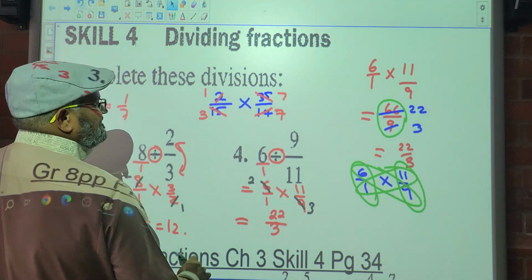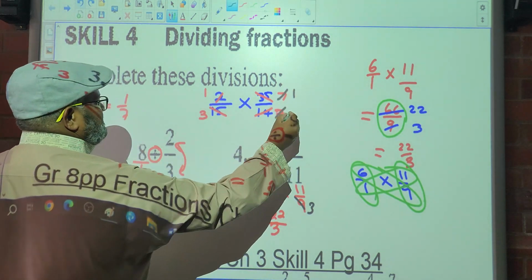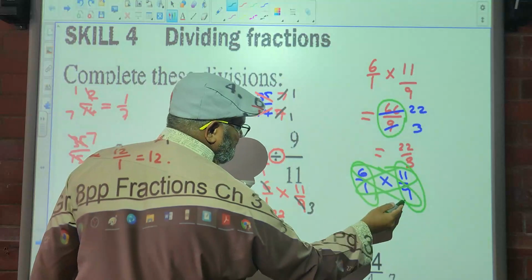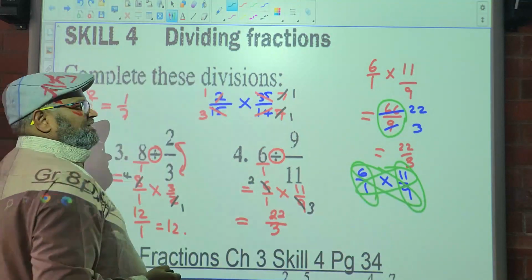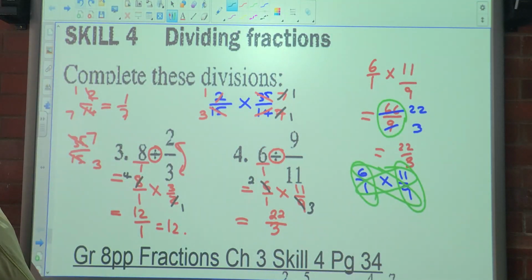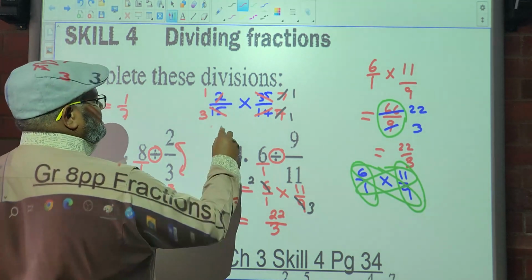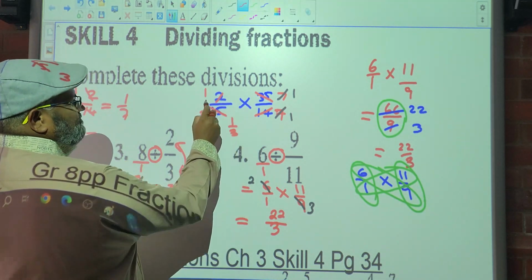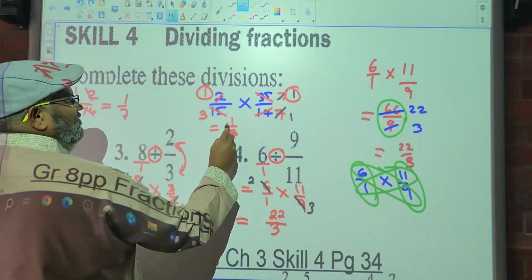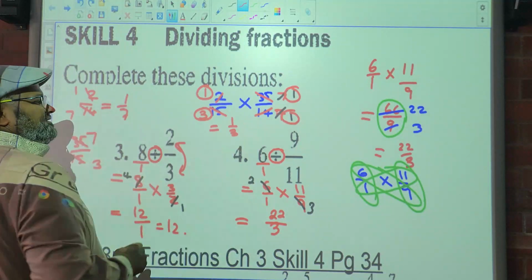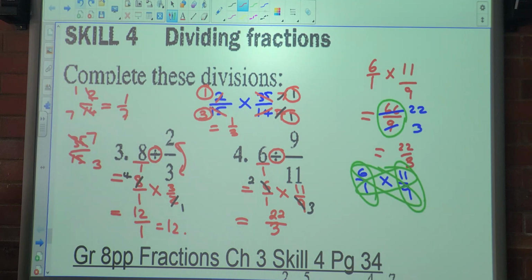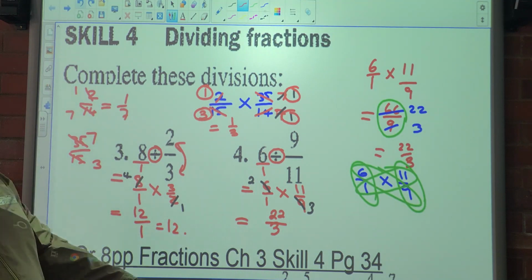But what do we know? 7 going into 7 once, 7 going into 7 once. Hence that circle there. That can also be simplified. You understand? So what would that simply have been? 1 over 3. So 1 times 1 is 1. 3 times 1 is? You understand? You can just write that down.